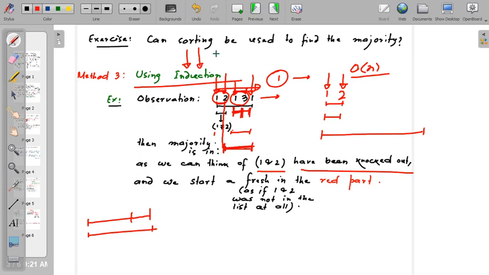But the major observation is that if one element is there and then another distinct element comes, that distinct element cancels out the previous element as the contender for the majority element. So that observation will lead us to the algorithm.